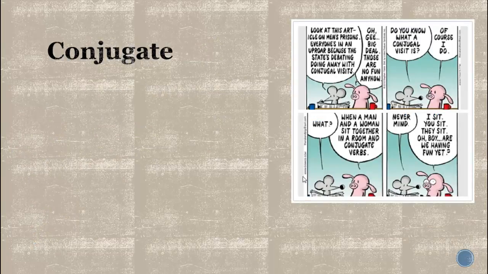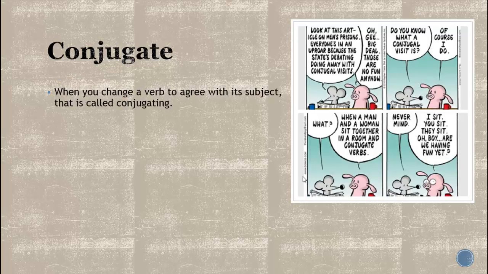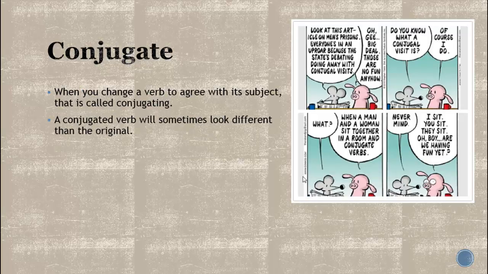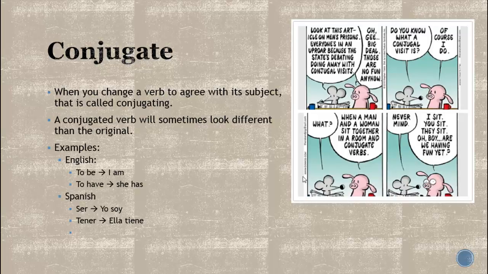Now, when you conjugate a verb, that means that your verb has now been given a subject, so you need to change that verb to agree with its subject. A conjugated verb sometimes or often will look different than the original verb. So for example, in English, the verb to be, one of its conjugated forms is I am. That looks completely different from its infinitive form, yet it comes from the same verb. Or we have the verb to have, one of its conjugated forms is she has. Now this looks a little bit more similar to its infinitive than am and be, but it still is just a little bit different than the original.